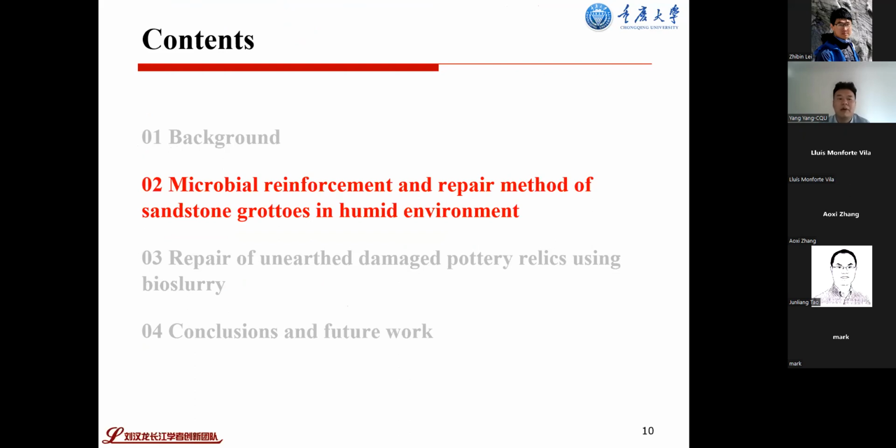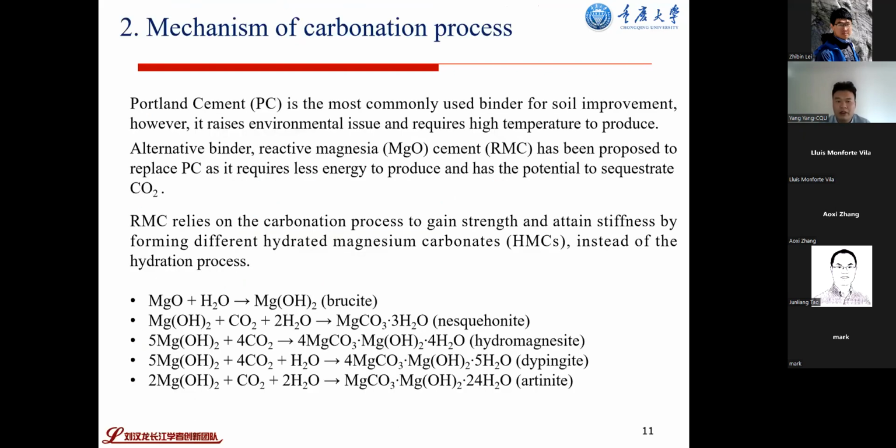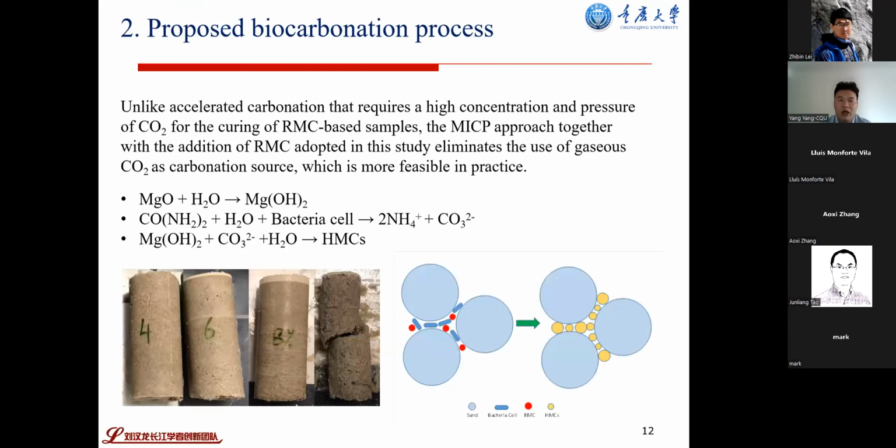The second part is about the microbial reinforcement and repair method of sandstone grottoes in humid environments. I'll quickly go through this. This is the mechanism of the carbonation process. We use the reactive magnesia to get carbonate, then to form hydrated magnesium carbonate. Conventionally this uses CO2. However, we convert this to our biocarbonation process. We use our bio method to generate CO2. Then we get the same products.